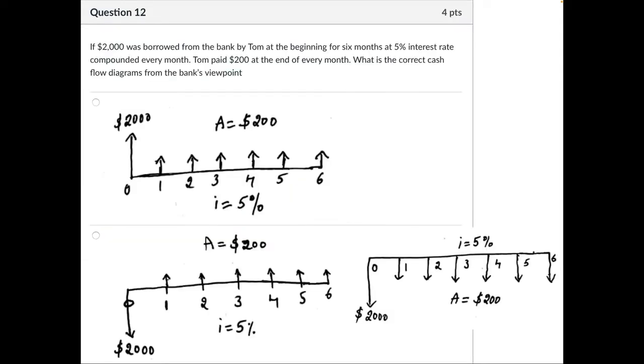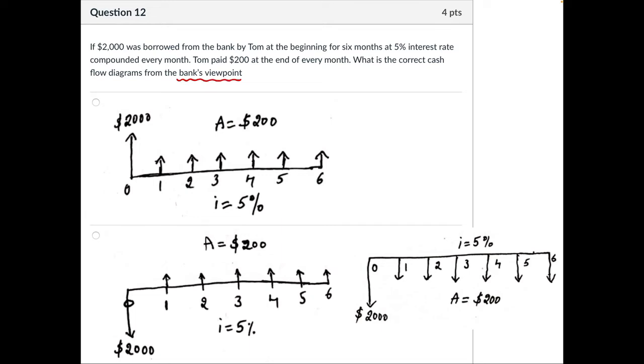Okay, another question. If 2000 was borrowed from the bank by Tom at the beginning for 6 months at 5% interest rate compounded every month, and Tom paid 200 at the end of every month, what is the correct cash flow diagram? From whose viewpoint? From the bank's viewpoint.